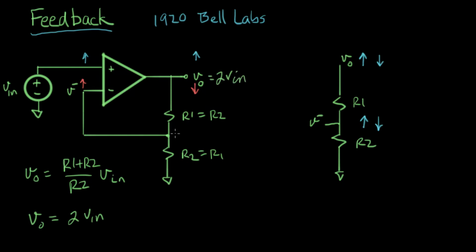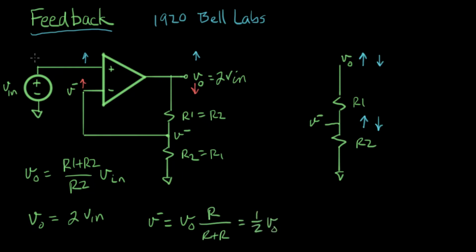And what does that make this point here? This is V minus. And from our voltage divider, we know that V minus equals V out times R2, which is just R, over R plus R, or V minus equals 1/2 V out.